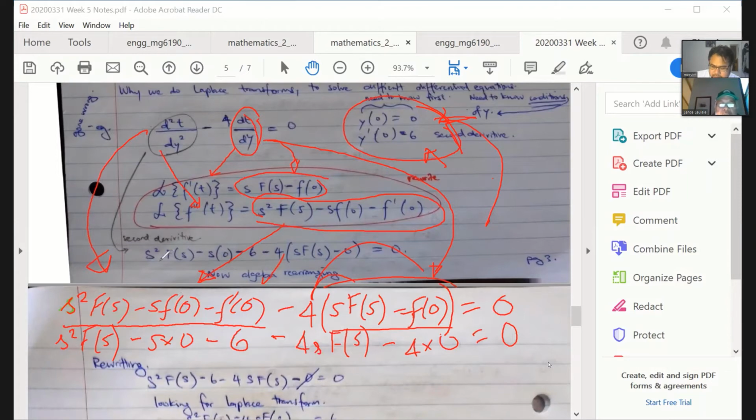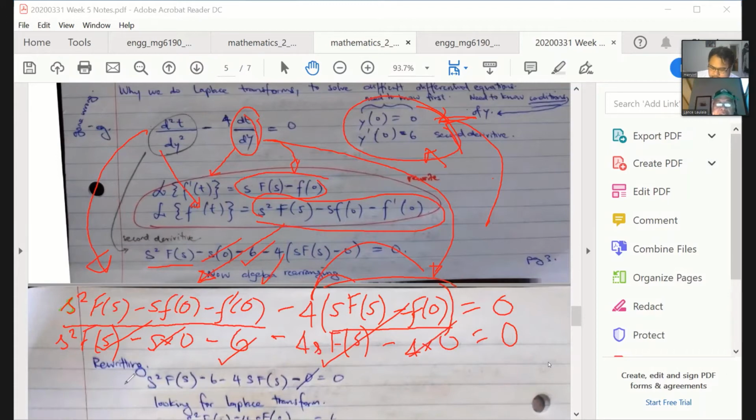So I'm going to go back to your step. Look at your writing. S F squared, yep, that's where that came from. S times 0, gone, because it's the same as my one. Minus 6, yes, we got the same. I'm just going through your working step by step. Minus 4 times s times Fs. And this 0 is gone. So what have you got left?